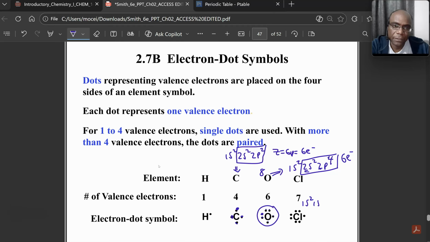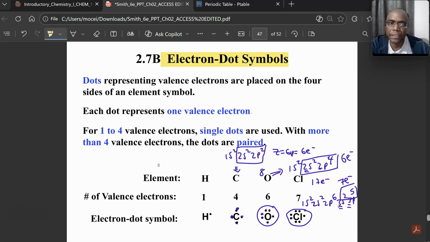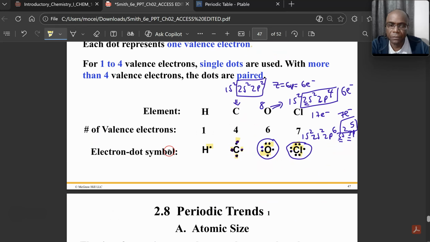Chlorine, I showed you, is 1s2, 2s2, 2p6, 3s2. We need to account for 17 electrons, and 3p5. Again, you are in the third period, but you have 7 valence electrons, which are the 7 dots you see there. And that drawing is what we call the electron dot symbols. The dots are really the counts of electrons, the valence electrons in this case. Each dot is 1 valence electron.